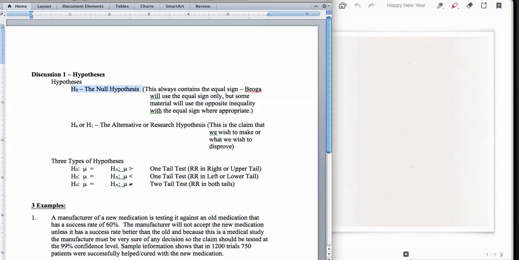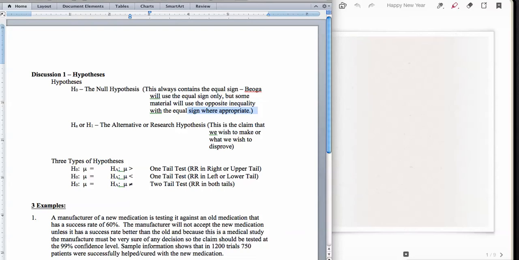So this is what we need. We need a null hypothesis, an H sub O, and an alternative hypothesis, an H sub A, sometimes called an H sub 1. Now the null hypothesis always contains equality, and I will only use the equality sign here. You've seen down here in these null hypotheses, that's the notation I've used, but some material will use the opposite inequality. So if it's a greater than in the alternative, then it's a less than or equal to over here.